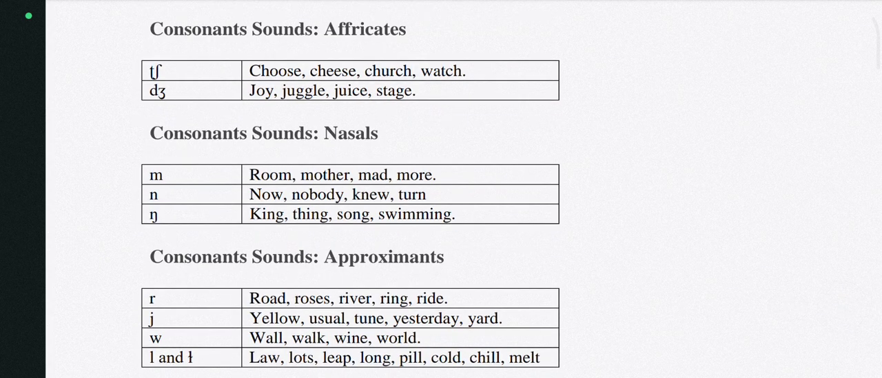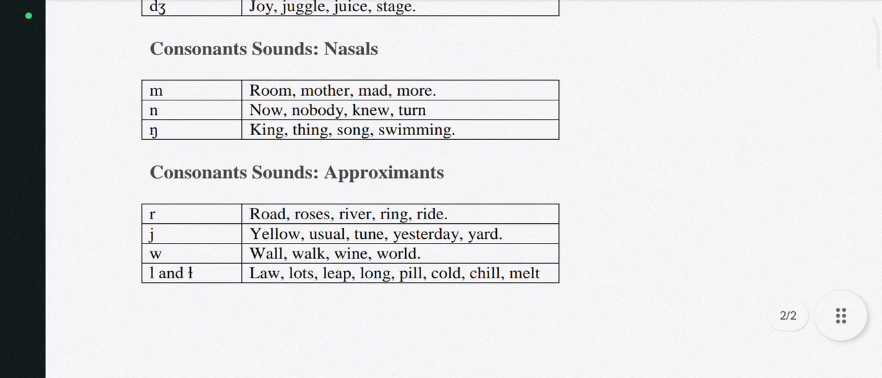Next, affricates, ch. First one is ch. How do you pronounce it? Ch as in choose, cheese, church, watch. And next one is j as in joy, judge, juggle, juice, stage. Okay, so remember how to write it and also its pronunciation, its sound.